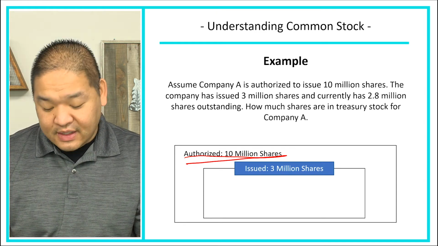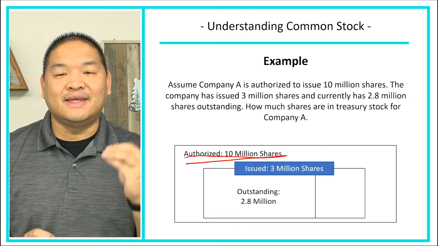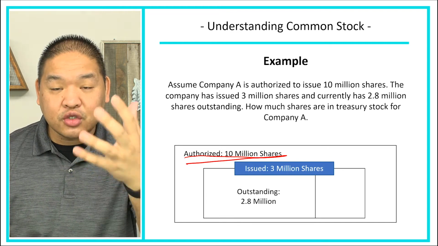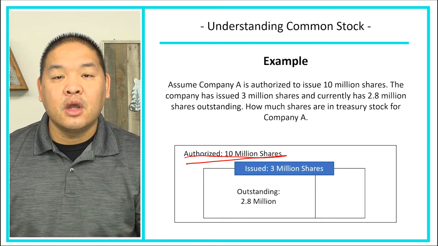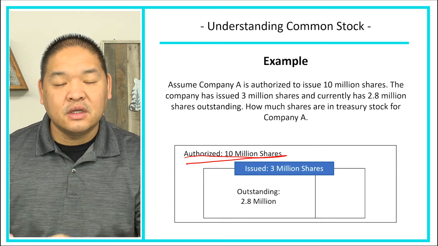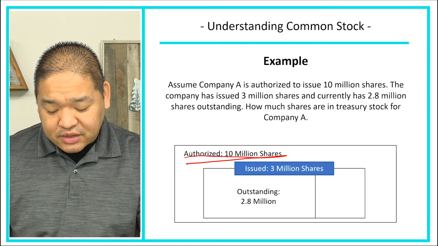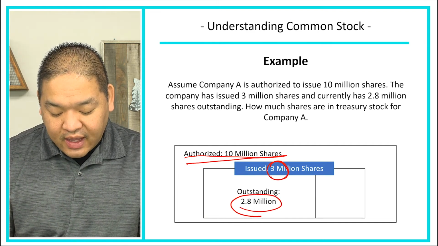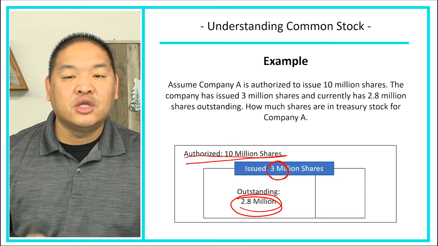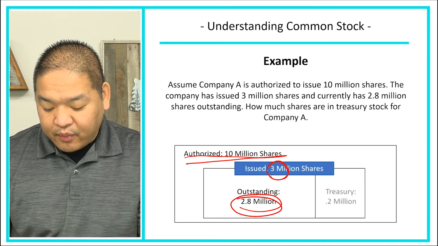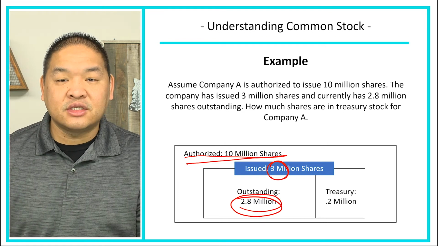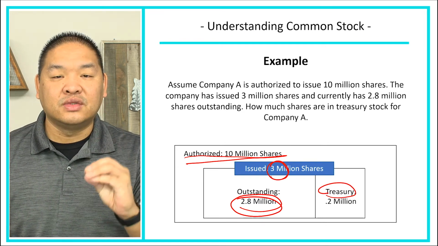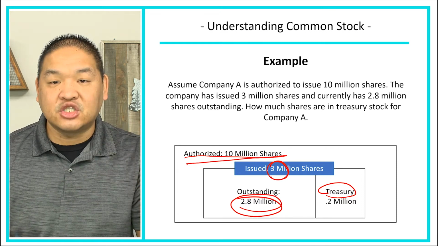Now, of the 3 million issued, 2.8 is outstanding. What do we mean by 2.8 is outstanding? Shareholders hold 2.8 million shares, which means how many is left in treasury stock? Well, we have 3 million issued. We can account for 2.8 as outstanding, which only means that 0.2 or 200,000 shares are considered treasury stock and that they are owned by the company or in possession of the company.